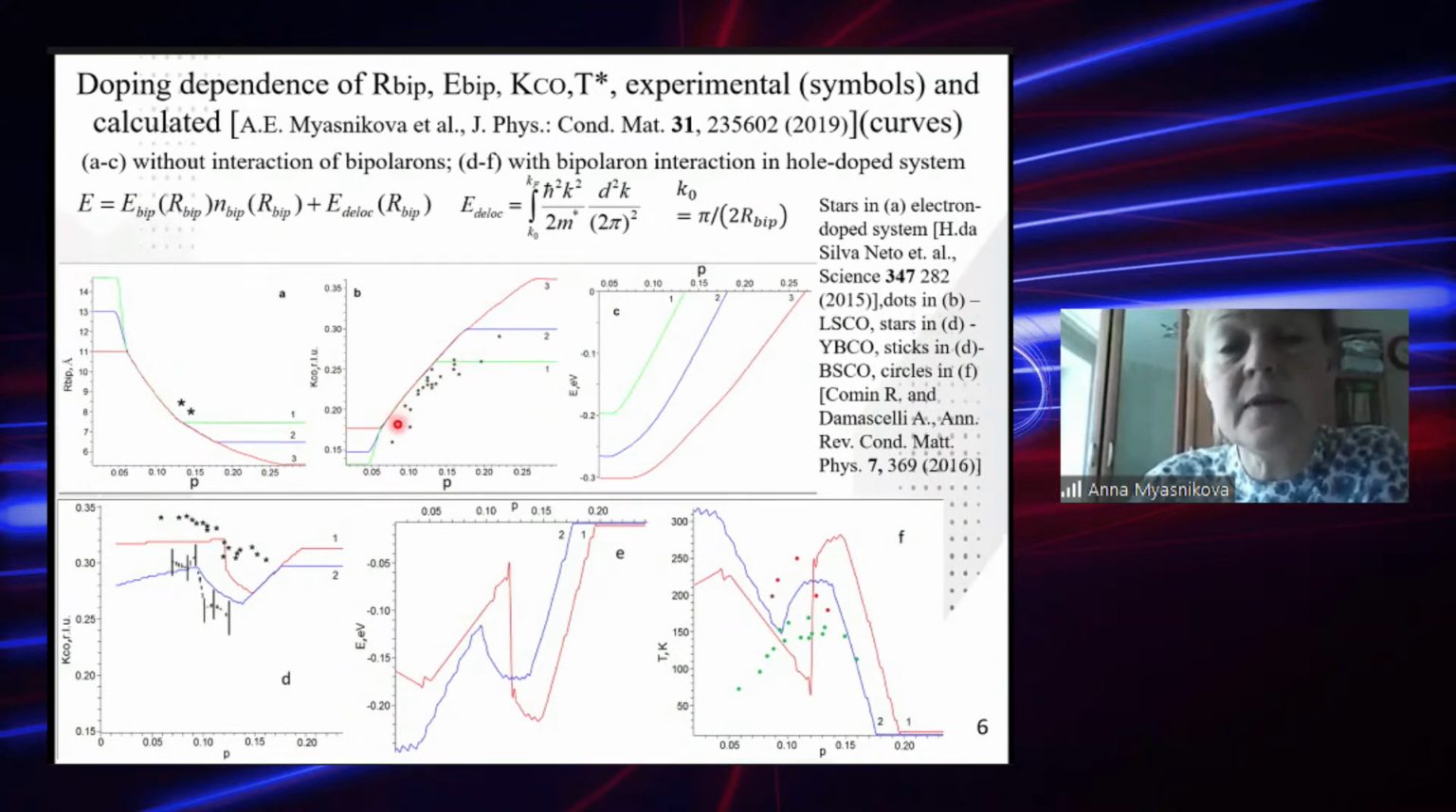Why is it different? Because in the upper row we show the case where the bipolaron interaction is neglected, and the lower row demonstrates the case taking into account the bipolaron interaction. The bipolaron interaction can be more or less important depending on the static dielectric constant or the size, and so the distance between the bipolaron centers.